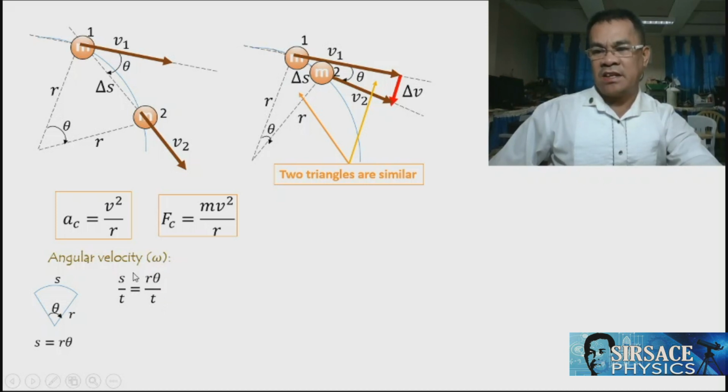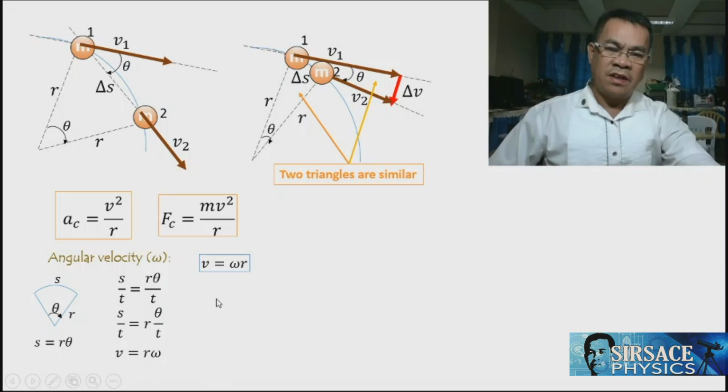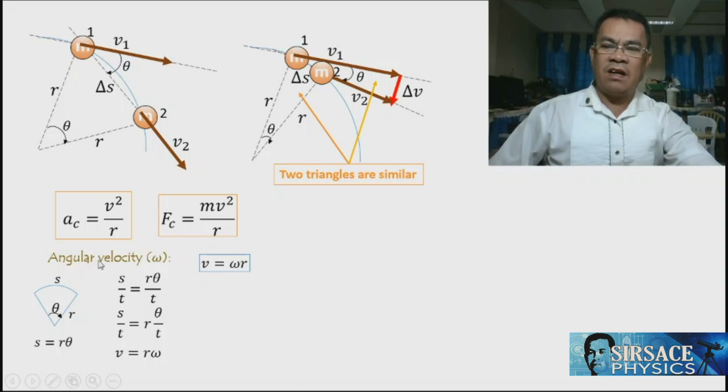So this is the linear velocity, r is still r, and theta over t is the angular velocity. This is the relation. Or we can reverse the orientation, because linear velocity is omega r. Omega means the angular velocity, which is equivalent to the change in angle per time. Take note that this theta is in radians. So if you use this formula, this should be radians per second.